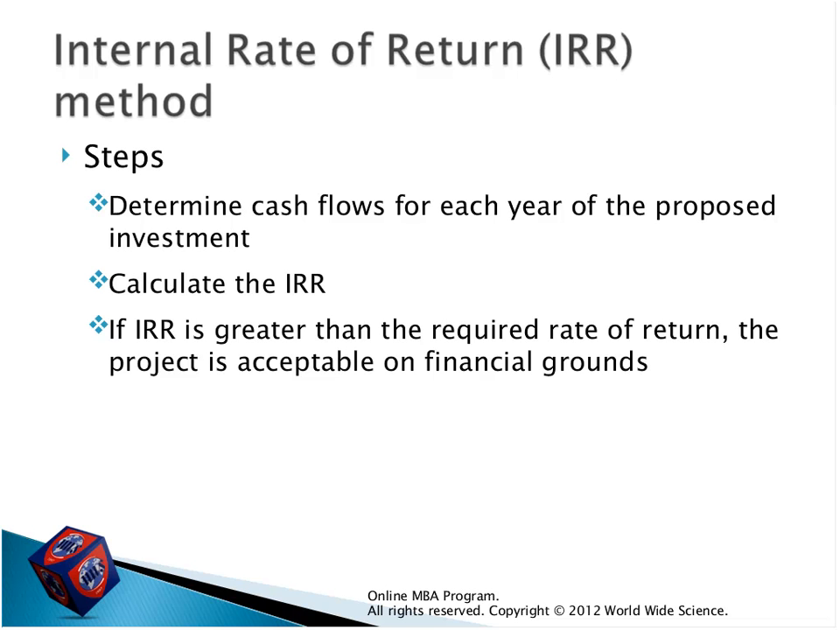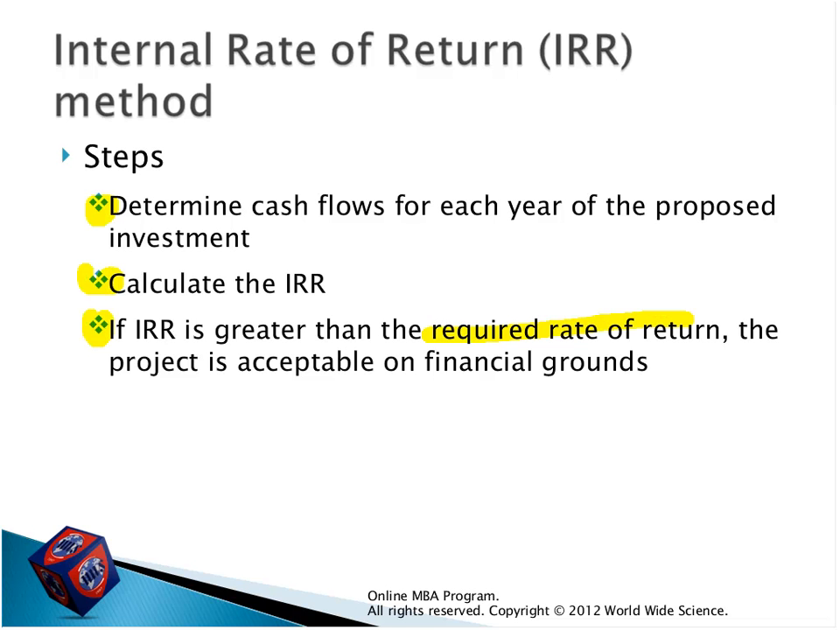We have a few steps, as we had with NPV. The first step: determine the cash flows for each year of the proposed investment. This is always what we do, right? We prepare the cash flows of the project. The second step: calculate the IRR to find our internal rate of return. And the third step: if the IRR is greater, which means higher, than the required rate of return, the project is acceptable on financial grounds.